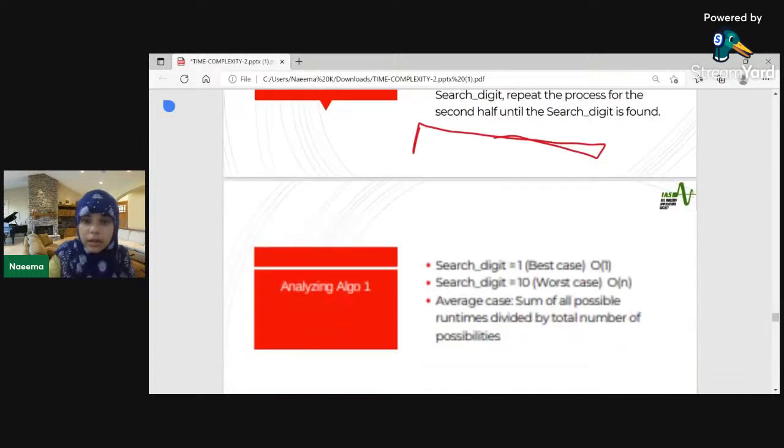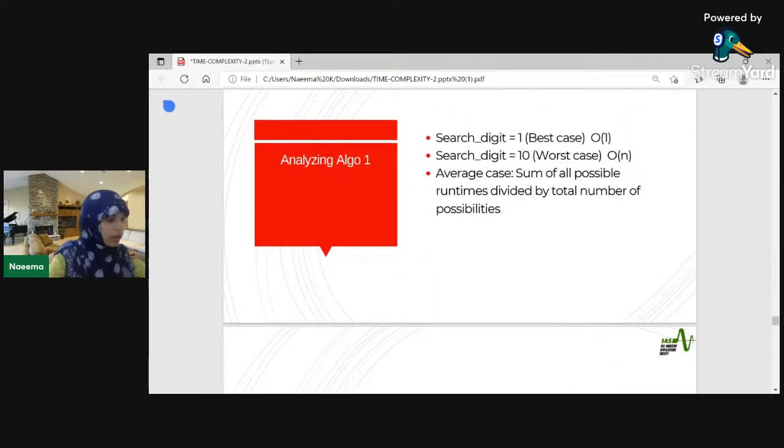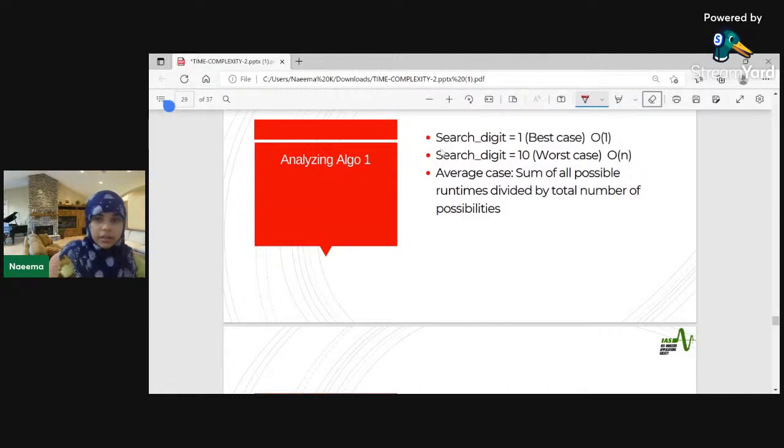And that's how this algorithm works. Now let's analyze the algorithms. Let's analyze Algo 1. Here, the best case scenario would be when the search digit is 1, because that's the very first element.